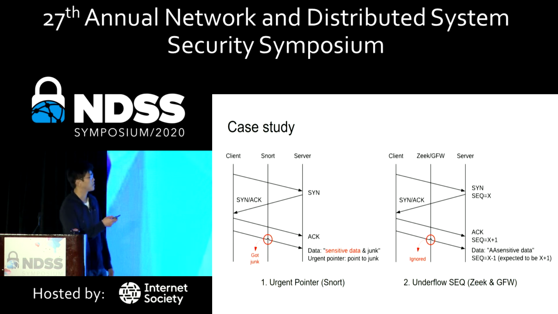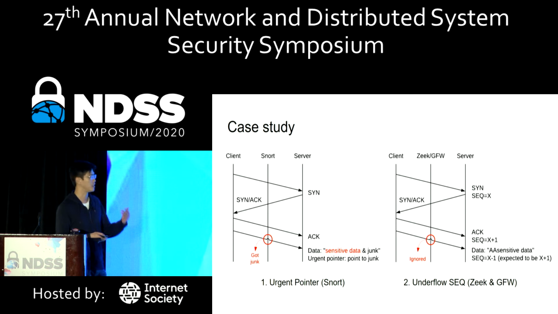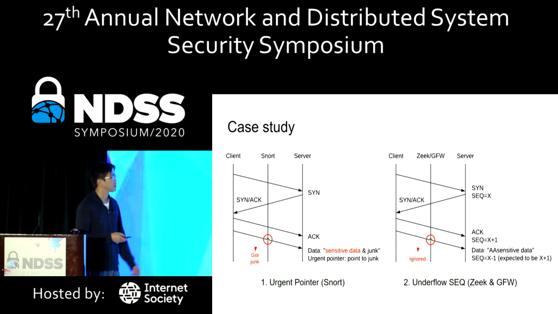So in this strategy, after the 3-way handshake, we send a data packet which contains the sensitive data, and we also append some junk data after the sensitive data, and we point the urgent pointer to the junk. In the Snort implementation, it will discard all the data before the urgent pointer, but in Linux, it will only consume 1 byte of urgent data. So Snort will completely ignore the sensitive data and only get the junk data, but Linux will only discard 1 byte and still get the sensitive data.